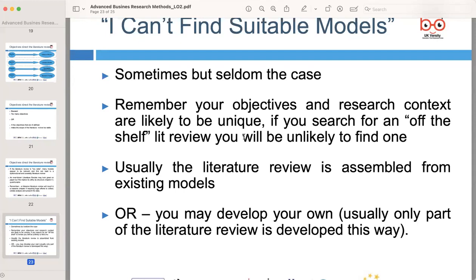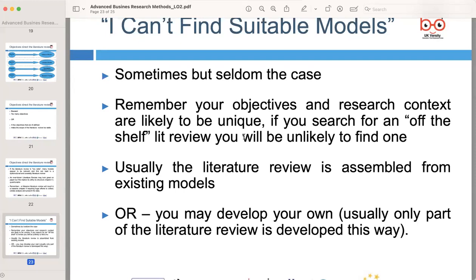However, this should not discourage you. Instead, it should encourage you to approach the literature review process in a more tailored manner. So how can we address this issue? The most common approach is to assemble the literature review from existing models. This means that you search for relevant studies, papers, and articles that touch upon similar topics or areas of interest.